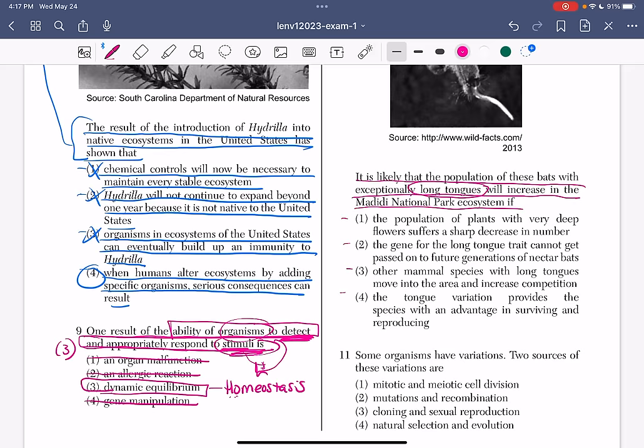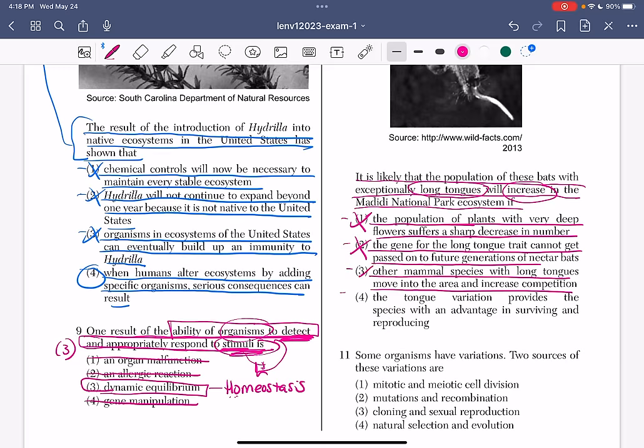Okay, let's see. For number 10, the population of plants with very deep flowers suffers a sharp decrease. No, if it decreases, then it won't affect their tongue size. If anything, it'll shorten it. The gene for the long tongue trait cannot get passed on to future generations. No. It's asking what would increase it. This will decrease it. Other mammal species with long tongues move into the area and increase competition. Absolutely not. Other mammal species, they're not even related. How can they pass their DNA to the bat if they're not even the same species?